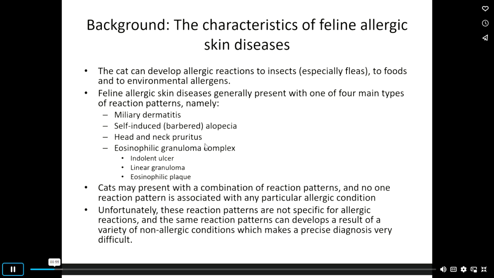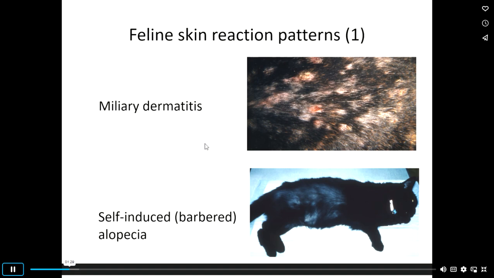Indolent ulcer, linear granuloma or collagen-lytic granuloma, as it's often called, and the eosinophilic plaque. Cats may present with a combination of reaction patterns, and no one reaction pattern is associated with any particular allergic condition. Unfortunately, these reaction patterns are not specific for allergic reactions, and the same reaction pattern can develop as a result of a variety of non-allergic conditions, which makes a precise diagnosis very difficult.